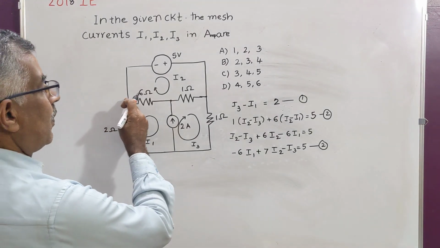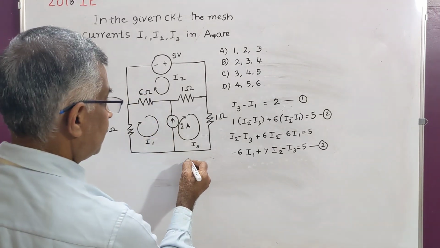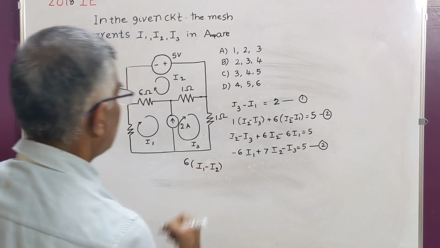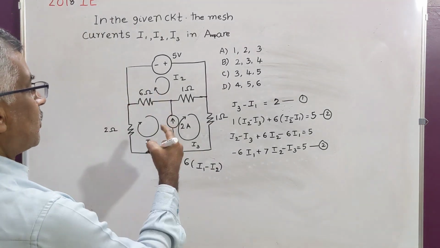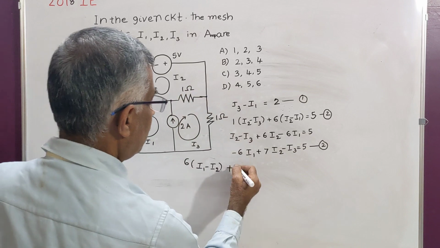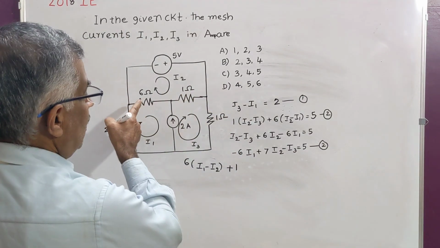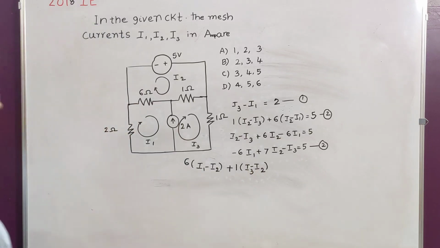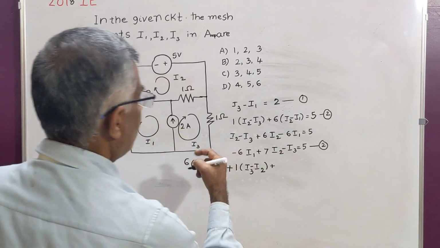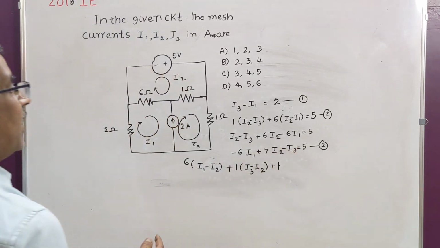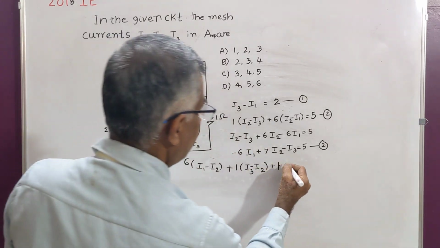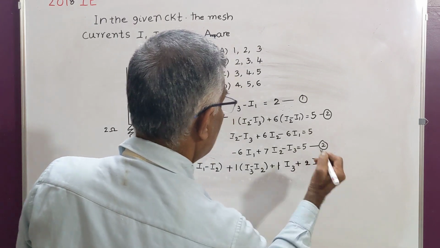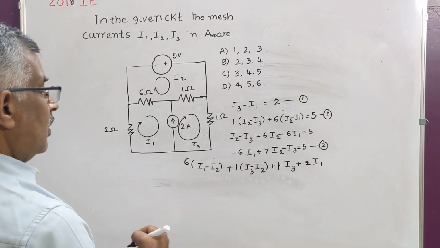Now apply KVL to the third path. 6 into (I1 minus I2), next plus 1 into (I3 minus I2), plus 1 into I3, next plus 2 into I1, equal to 0.